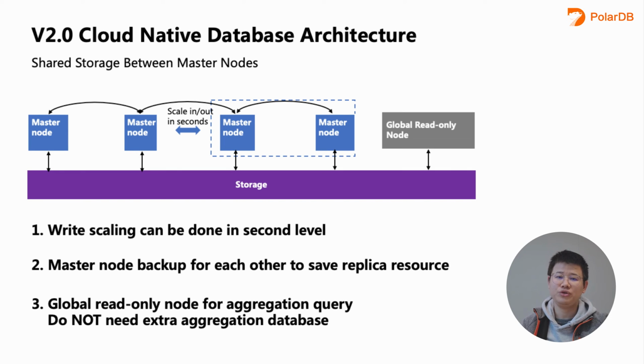The third major improvement is that aggregation queries across databases can be more efficient without creating an extra aggregation database. PolarDB Multi-Master offers global read-only nodes that can access the shared storage, which means they can access all the data to support aggregation queries. The global read-only nodes and the global binary logs make cluster aggregation more efficient.